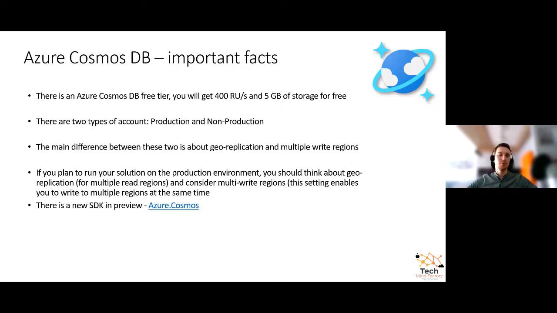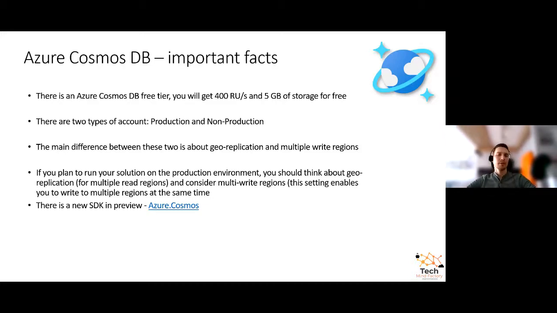Maybe you would like to use some other databases available in the Azure Cloud. Now, when it comes to Azure Cosmos DB, during the account creation, there are 2 types available to select: production and non-production. The main difference is that with the production mode, we can enable geo-replication, and we can also enable multiple regions, which I will describe in a minute.